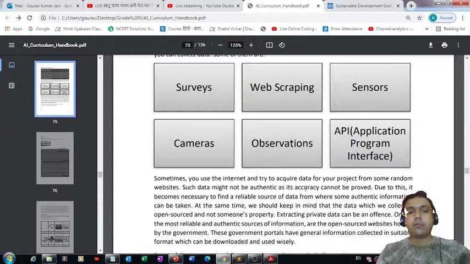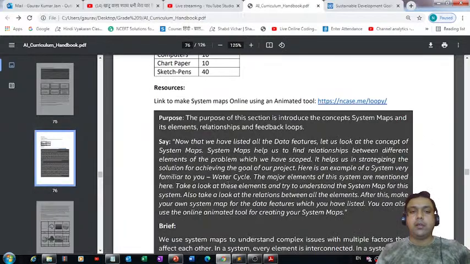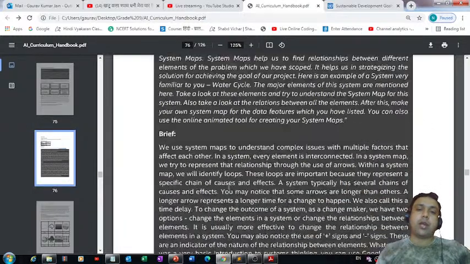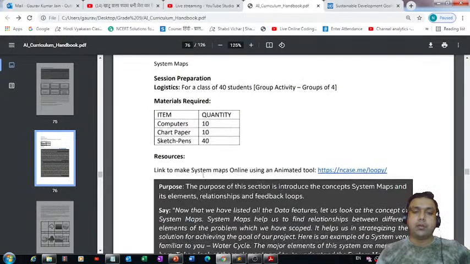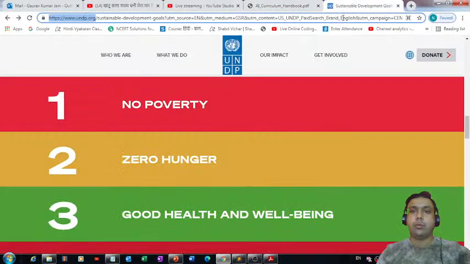So you can use all these tools for gathering the data, fine, for all the parameters you have acquired. Now, if you want to make the system map, if you want to practice making system maps, you can use this Loopy tool. So let me just do one thing. Let me show you how you can use this Loopy tool.